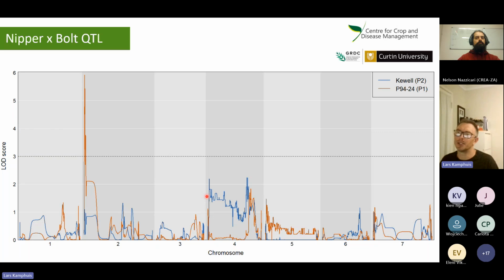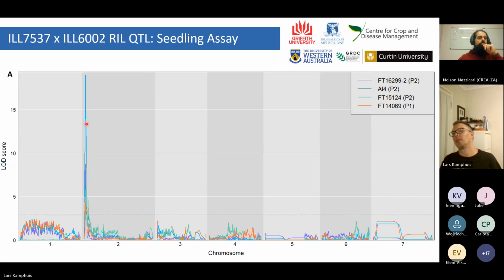So the second population that we then inoculated was the nipple ball population, and again we found a very strong locus for pathotype 1 on chromosome 2. The third population that we looked at was ILL-75-37. We're particularly interested in this population because it's got strong resistance to both pathotypes 1 and 2.